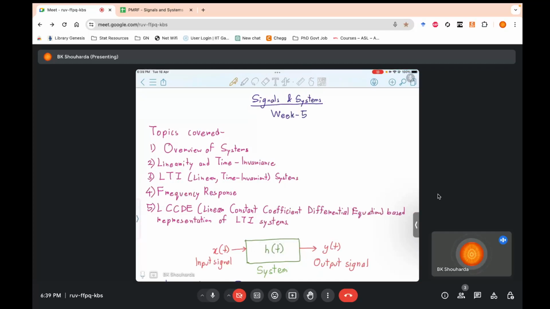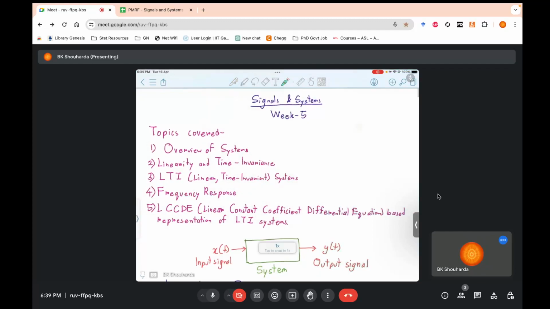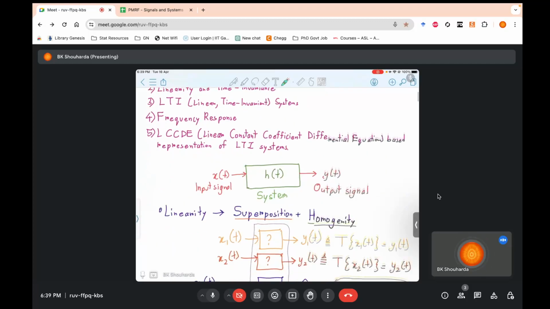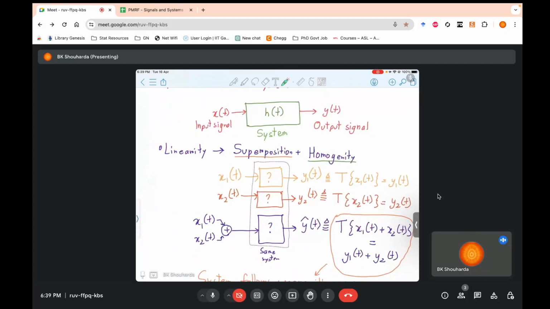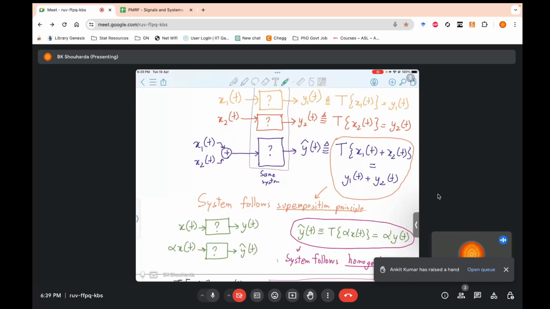So now here in week 5 we learned about systems: linearity and time invariance, LTI system, frequency response, and differential equation based representation. So linearity occurs when you have both superposition and homogeneity. Superposition means that if I have x1(t) and x2(t) separately giving outputs y1(t) and y2(t), their summation will give the output as summation of y1 and y2. That's superposition. And homogeneity means that if you scale the input.